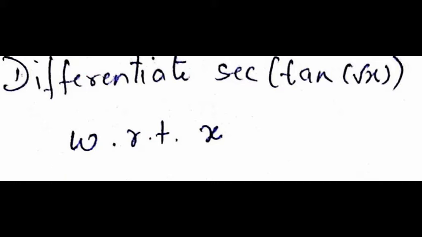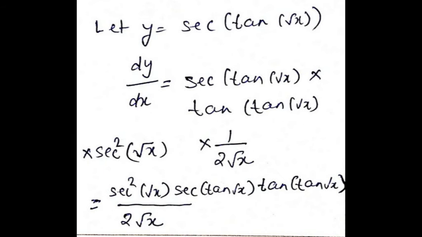Differentiate sec of tan of root x. Derivative of sec x is sec x tan x, and derivative of tan x is sec square x, and derivative of root x is 1 upon 2 root x. Therefore, we get the answer sec square root x into sec tan root x into tan root x divided by 2 root x.